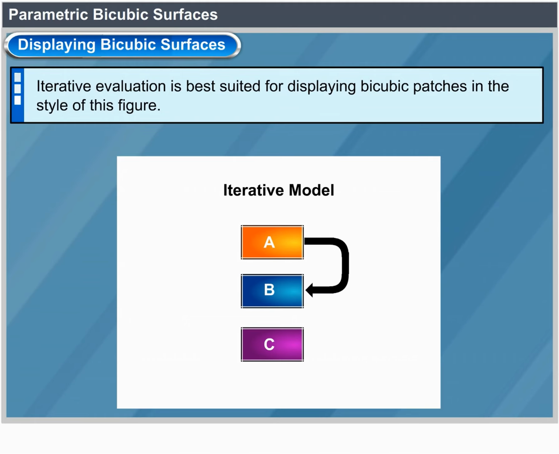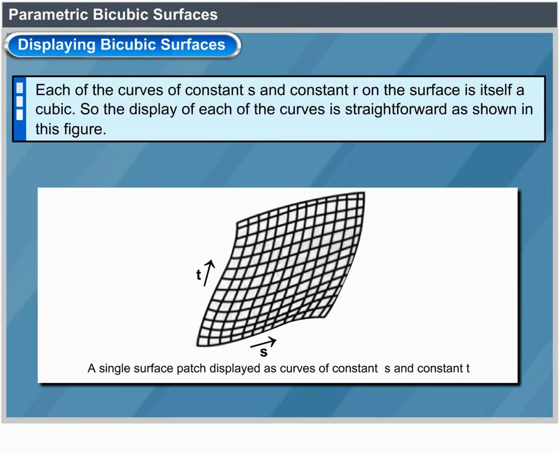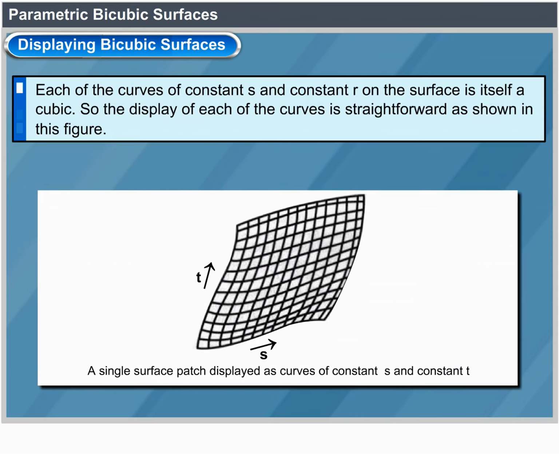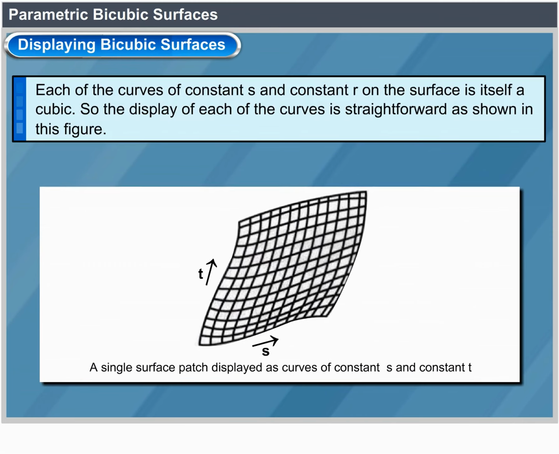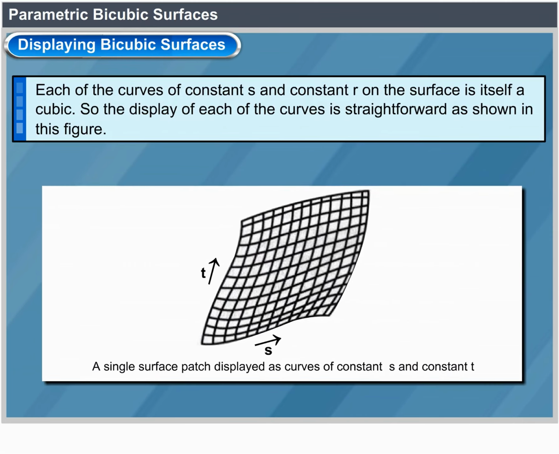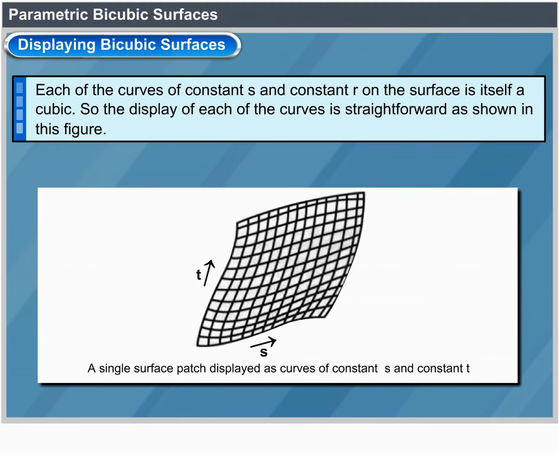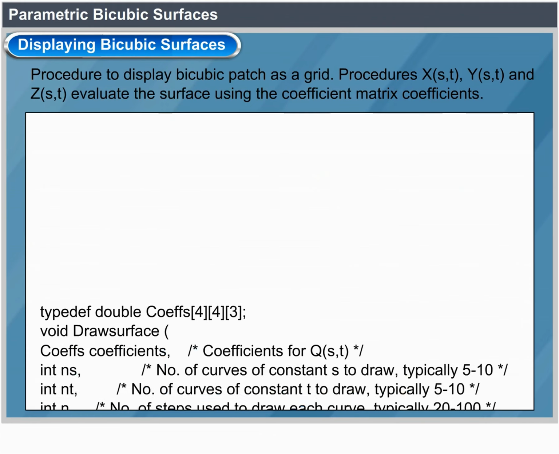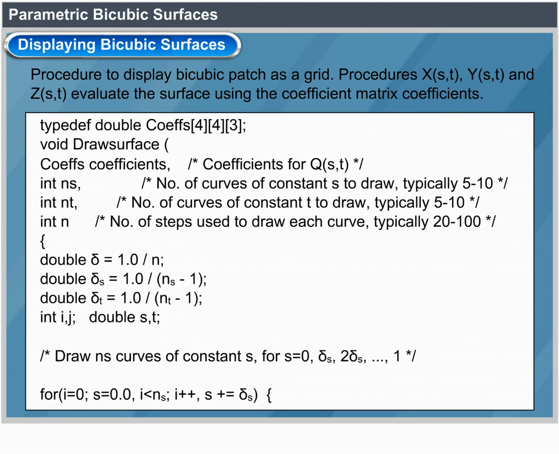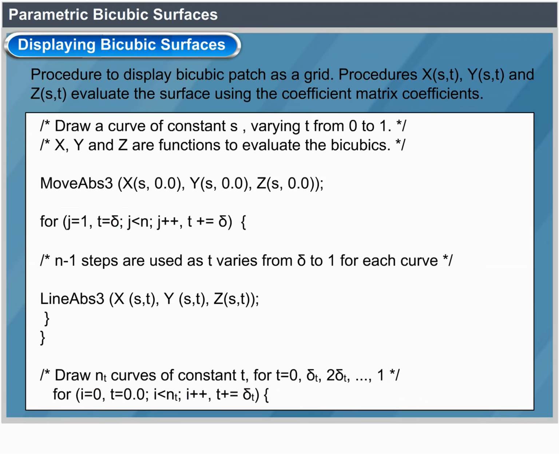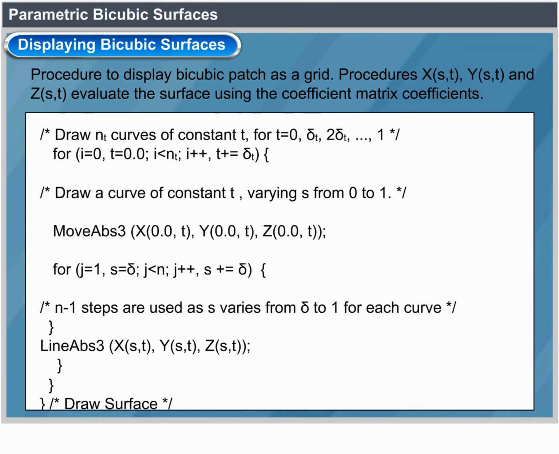Each of the curves of constant S and constant R on the surface is itself a cubic, so display of each of the curves is straightforward as in this figure. The figure shows the procedure to display a bicubic patch as a grid. Procedures X(S,T), Y(S,T) and Z(S,T) evaluate the surface using the coefficient matrix coefficients.